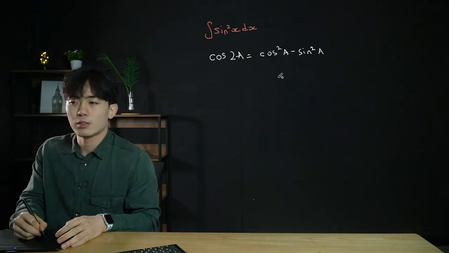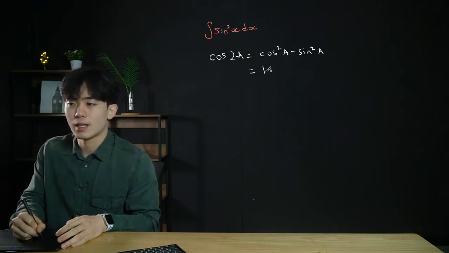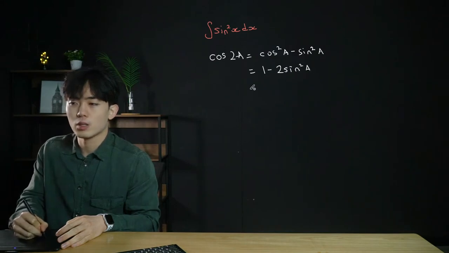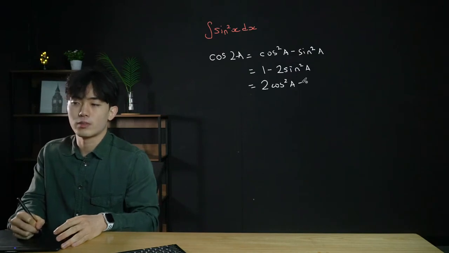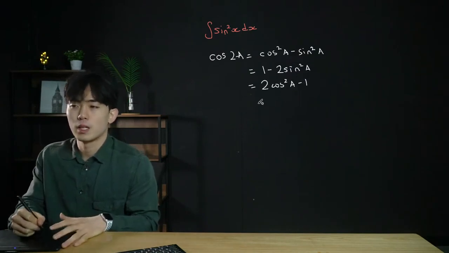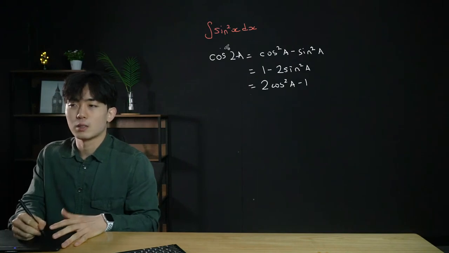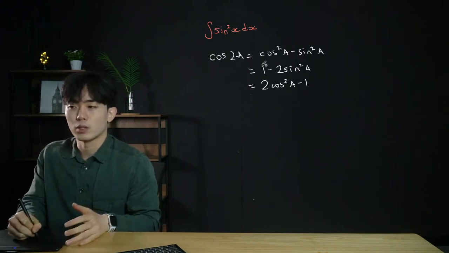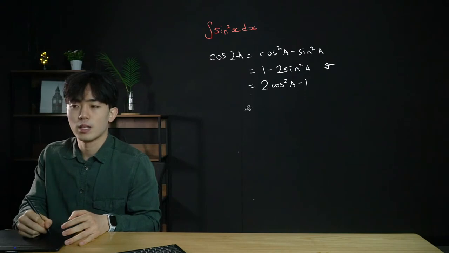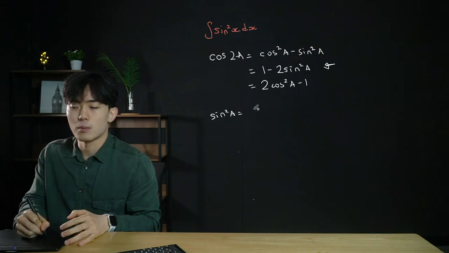In fact, there are three different ways we can write it. We can write it like this, or we can write it as 1 minus 2 sine squared a, or in terms of cos squared, as 2 cos squared a minus 1. So there are three different forms of the cos 2a formula. We're looking for sine squared, so we're probably going to have to use the second one here. Rearranging, sine squared a is equal to 1 minus cos 2a, all over 2.